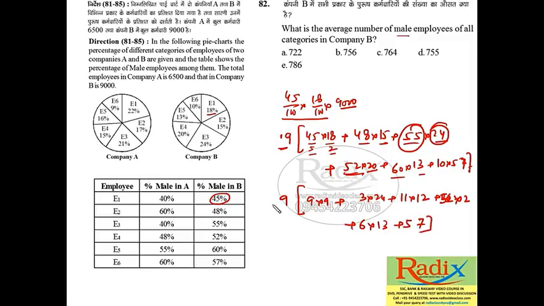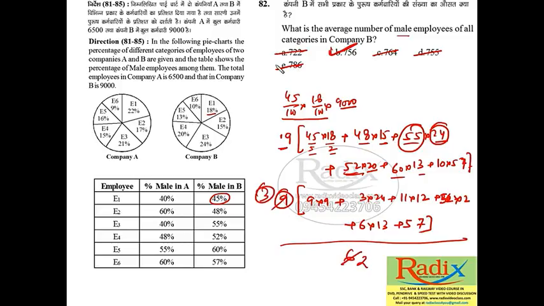So the answer would be a multiple of 9. First of all, this is not a multiple of 9. This is a multiple of 9. This is not a multiple of 9. This is not a multiple of 9. Okay, wait. In this case, we have to calculate the average. So we'll divide this by 6 also. So this is 2, this is 3. It means the answer is a multiple of 3, not 9.